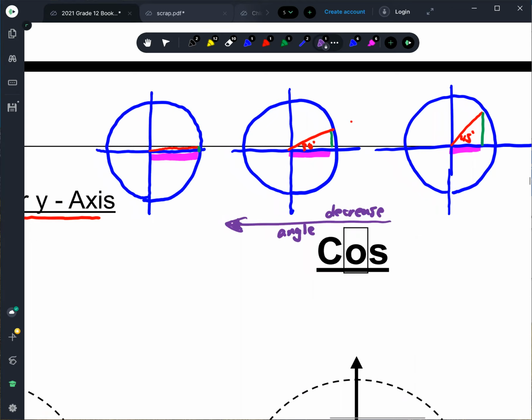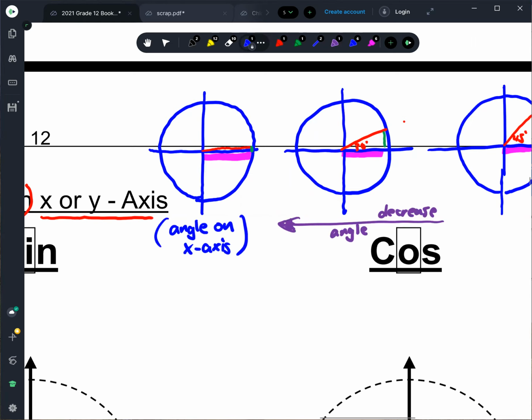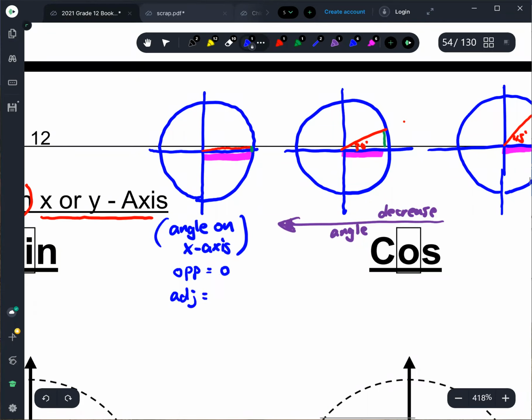If the angle stops on the x-axis, then your opposite side would disappear, okay? Opposite will equal 0. And then your adjacent will be the same as your hypotenuse. Even if it turns to the other side, same thing will happen.